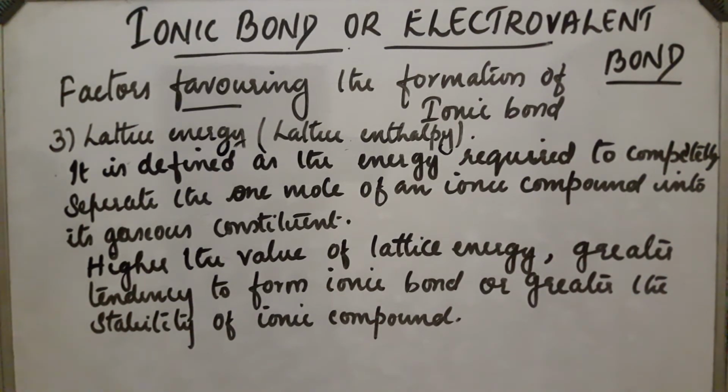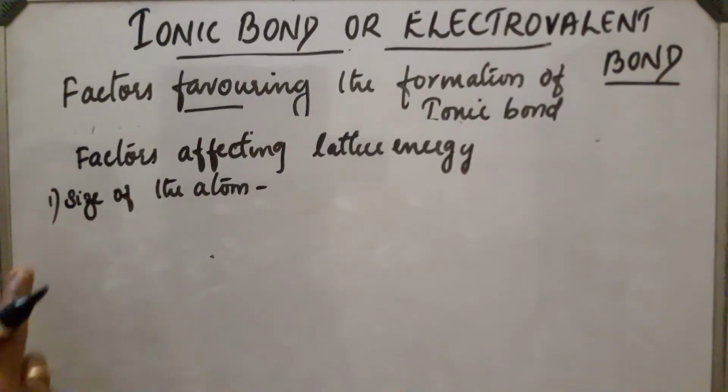First one is size of the atom. Lattice energy depends upon the size of the atom, and the second one is charge on the ion. Factors affecting lattice energy. First one is size of the atom. What will happen to the lattice energy if the size of the atom decreases? Smaller the size, greater will be the inter-ionic force of attraction. So greater will be the lattice energy. That means easier will be the formation of the ionic bond, or more stable will be the compound.